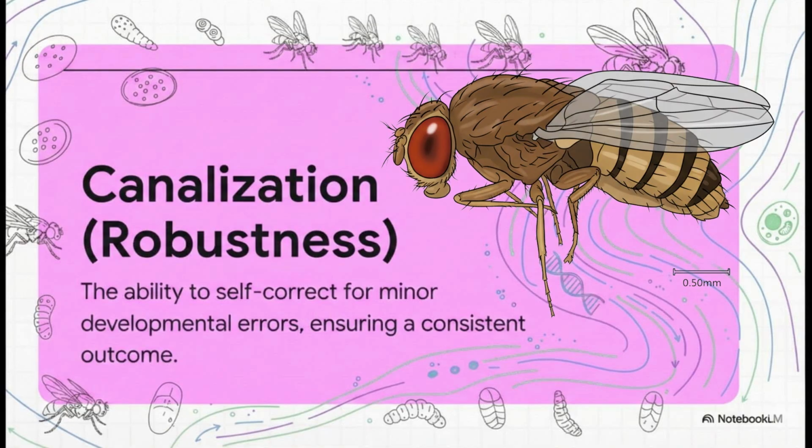The first system is called canalization, or you can just think of it as robustness. It's this amazing self-correcting mechanism. So, for example, even if there are small variations in the number of cells when a fruit fly is developing, its leg will almost always end up with the right number of segments, 5. The developmental path is just so deeply carved out that it filters out all that minor noise.